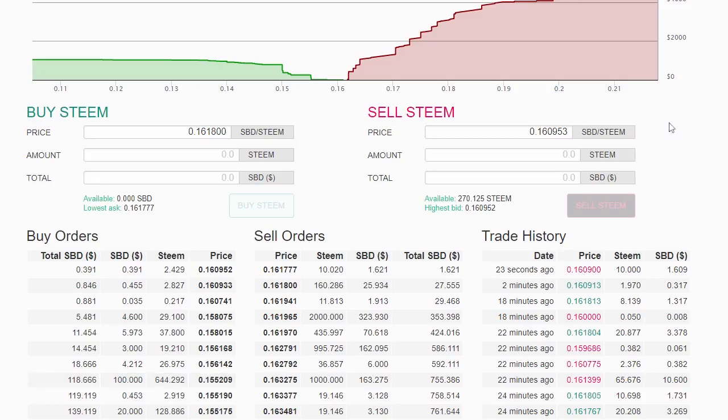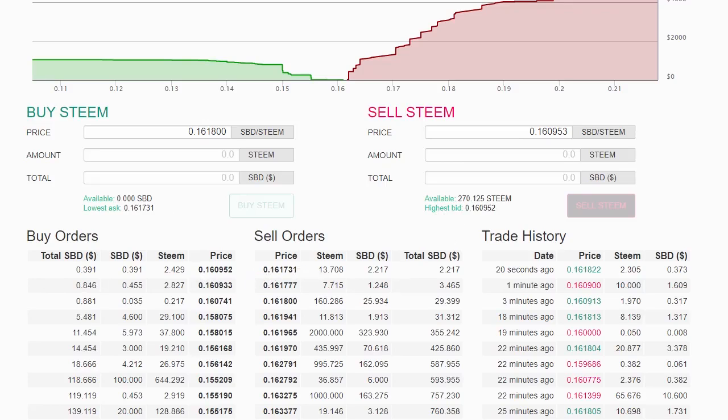Currently it shows I have 270 Steem, and I don't have any SBD, and this line shows the highest bid. That means the highest rate at which someone is currently requesting to buy Steem. And this shows the lowest ask. This is important if I am selling SBD to buy Steem. You can see this value here, and this value here in sell orders.